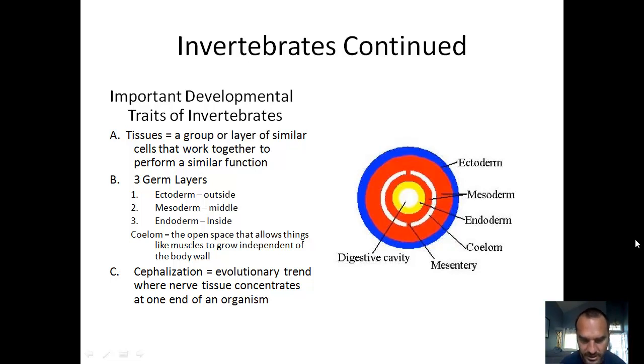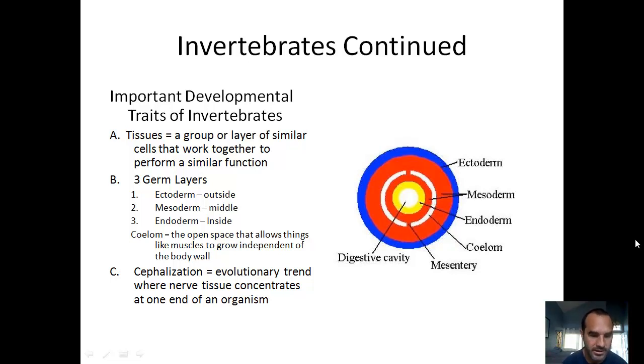So the cells on the outside become the ectoderm, and that's your skin, hair, those type of tissues. You've got a mesoderm. Those are the kind of middle internal cells. Those become things like muscles and bone. And then you've got the endoderm, and that's the inside cells that start to develop things like the digestive tract and different organs on the inside of the body.